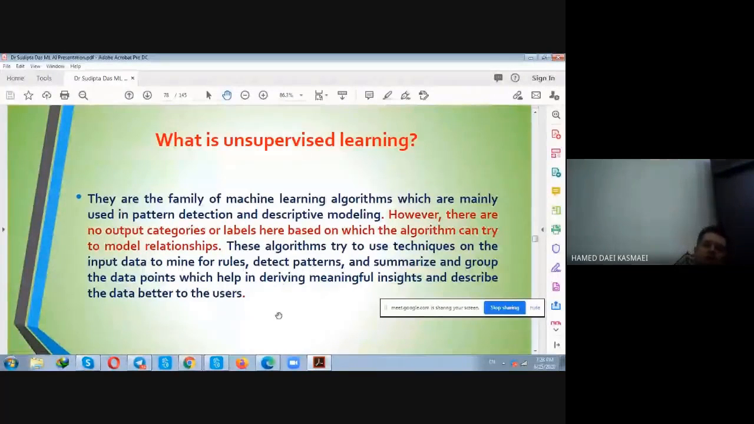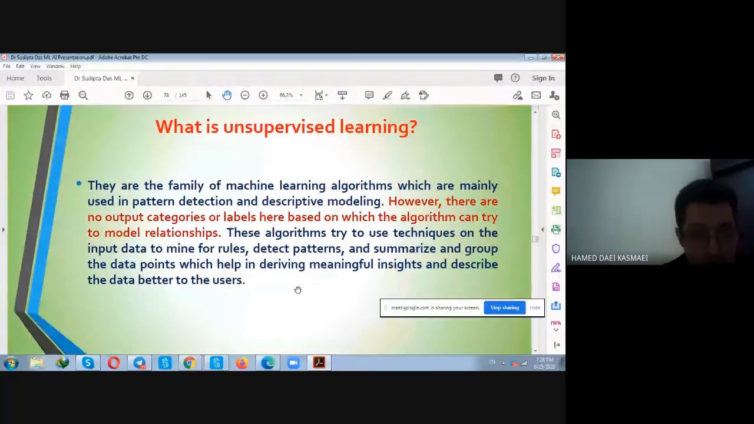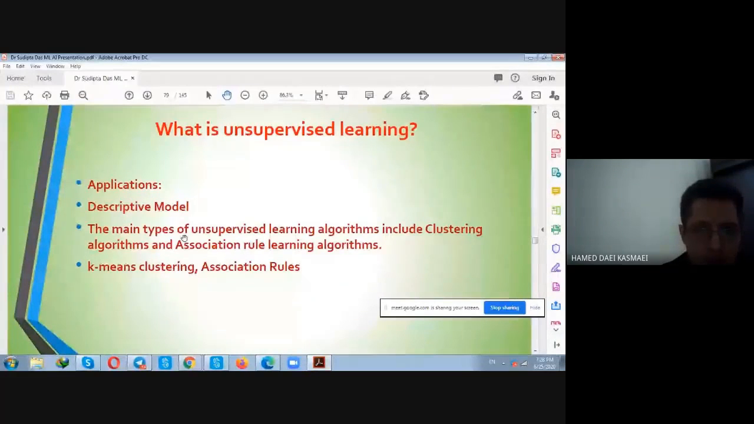So unsupervised learning tries to use a kind of digital process in order to calculate data, analyze data, and aggregate data, everything that you can consider about it. Okay, it is a kind of digitalization, not labeling. So the application of unsupervised learning is about descriptive models. The main types of unsupervised learning include clustering algorithms and association rules learning algorithms. These are some of the algorithms that you can see.